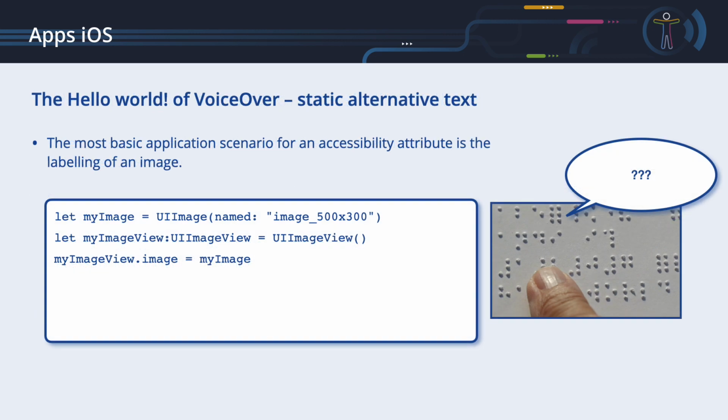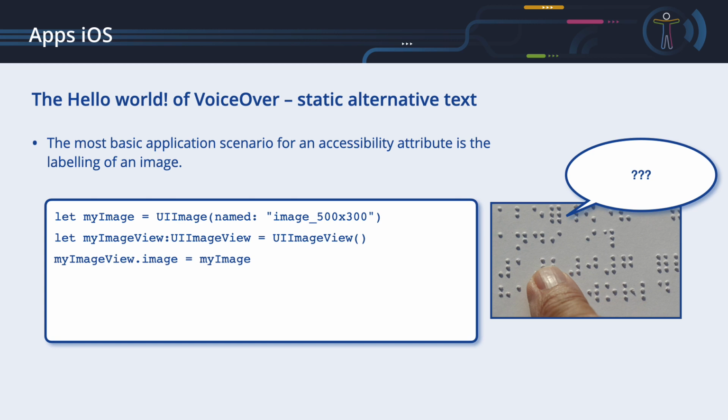The Hello World of VoiceOver, static alternative text. The most basic application scenario for an accessibility attribute is the labeling of an image. These code lines generate a UIImageView, with an image to be loaded with the content of an image file. If the VoiceOver cursor hits this image, VoiceOver will try to figure out what to tell the user. The user will be informed that there is an image. If no additional information can be found, the user will know that there is an image but will have no information about its content.